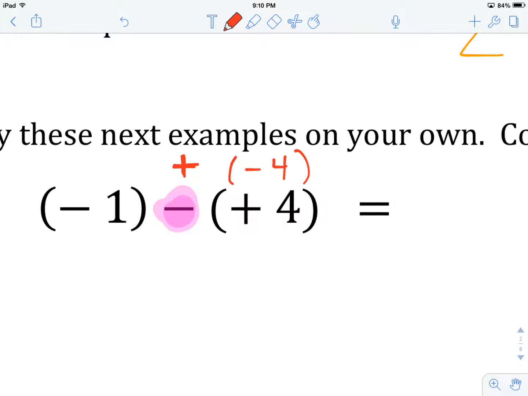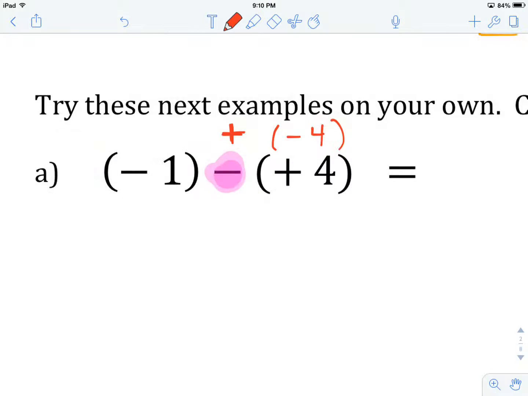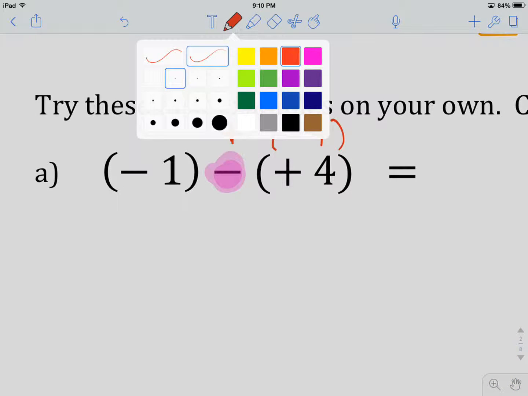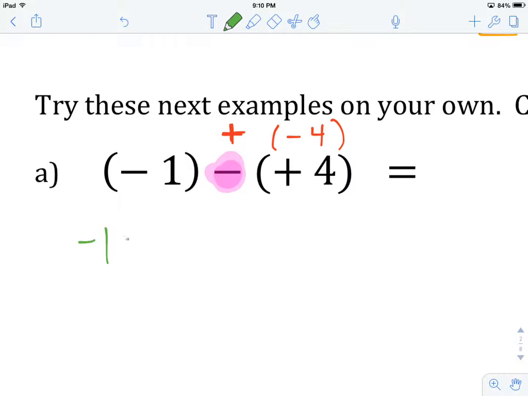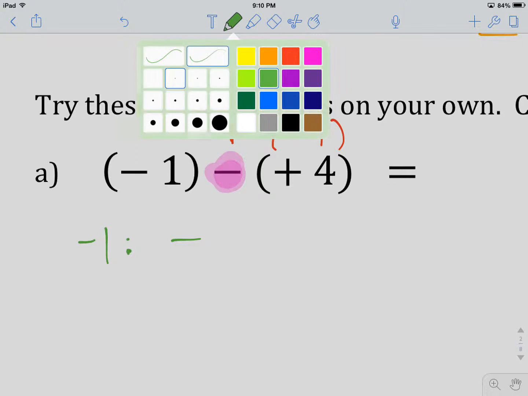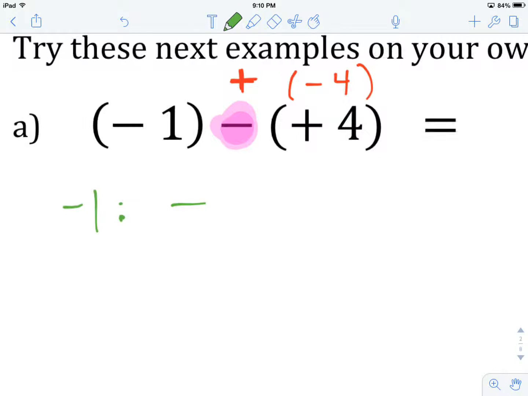From here, we treat it just like we're combining integers using addition. So there is a -1. I'll write that one out first. There's my 1 minus, and my second integer is now also a -4. So I'll write that out as 1, 2, 3, 4.